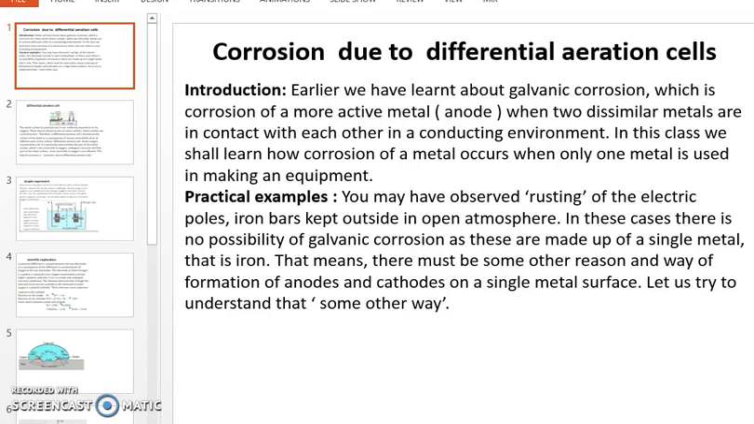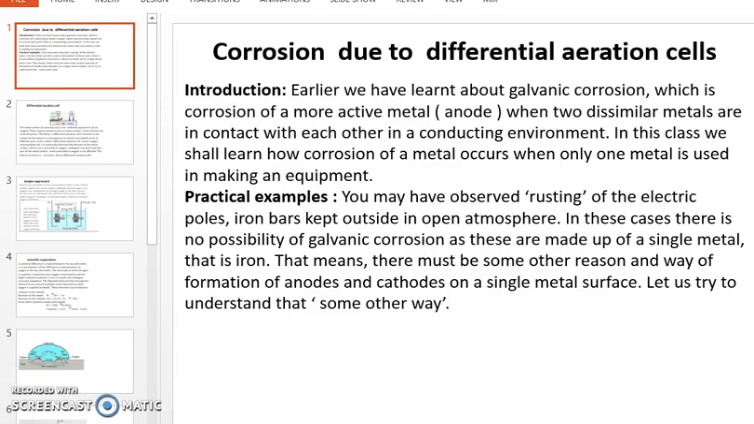Corrosion due to differential aeration cells. Earlier, we have learned about galvanic corrosion, which is corrosion of a more active metal, that is anode, when two dissimilar metals are in contact with each other in a conducting environment. In this class, we shall learn how corrosion of a metal occurs when only one metal is used in making an equipment. Let us see some practical examples.